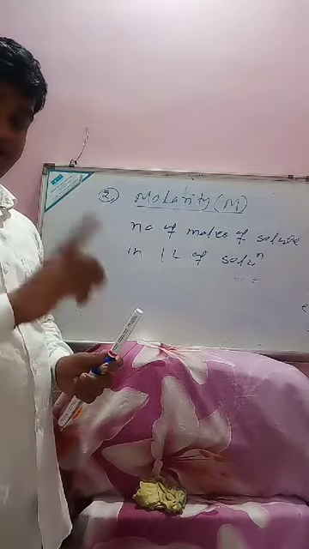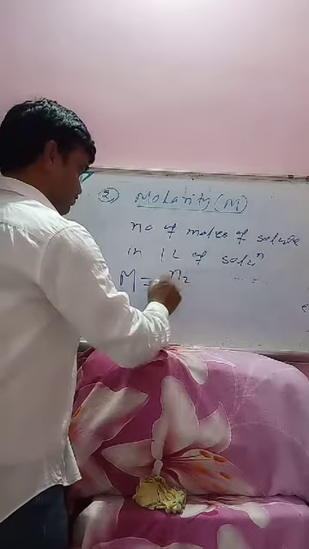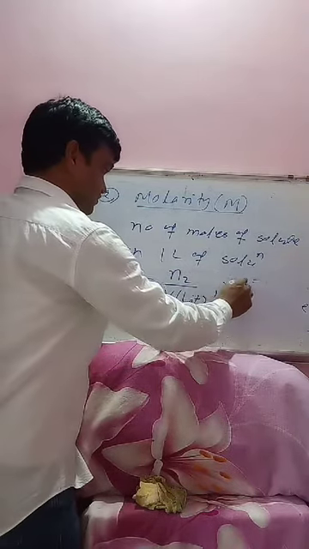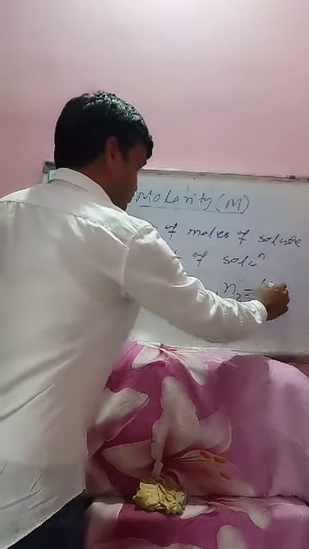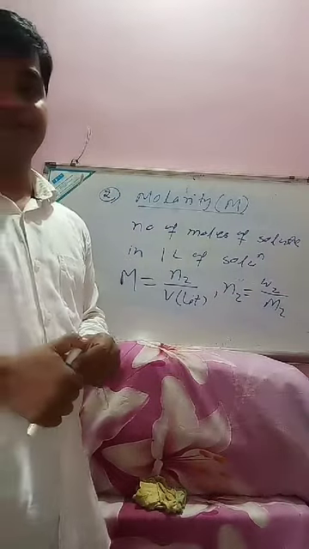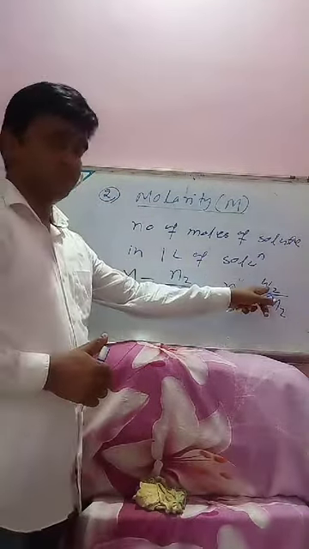Number of moles in 1 liter of a solution. What is the mathematical expression? N2 by V in liters. What is N2? N2 is the number of moles of a solute, which is W2 by M2. Number of moles is mass by molecular mass. What is W2? Mass of a solute. What is M2? Molecular mass of a solute.